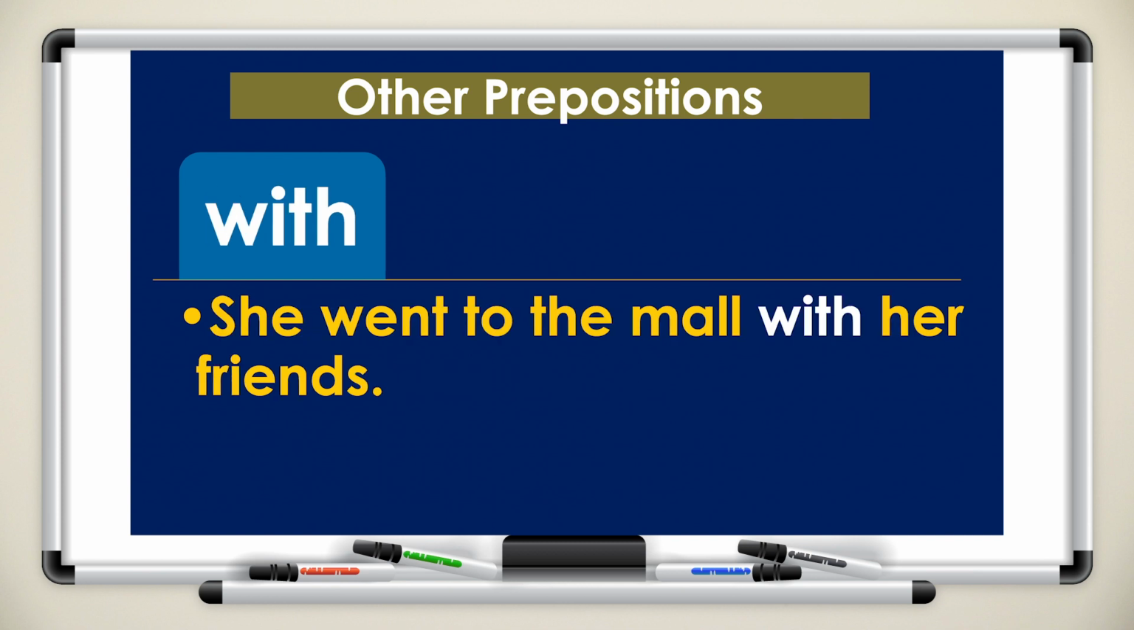Another example is with. She went to the mall with her friends. So you are connecting her situation of going to the mall with her friend's situation going with her. So those are other preposition uses.